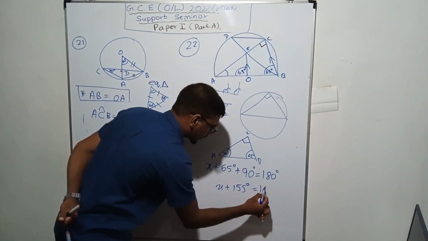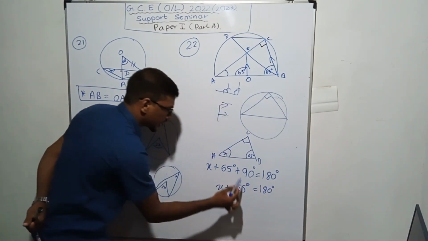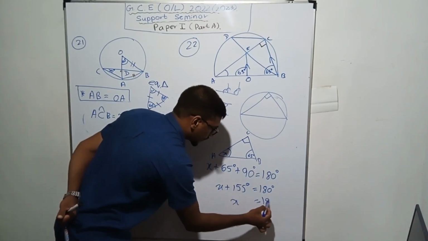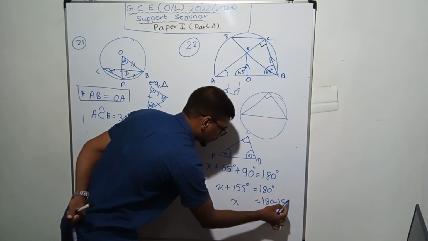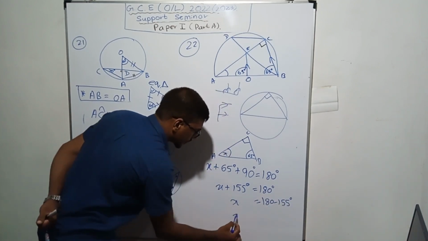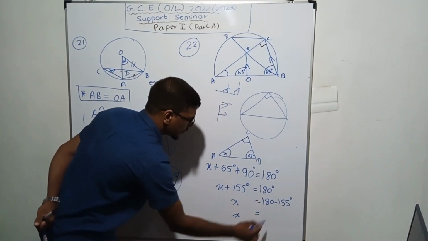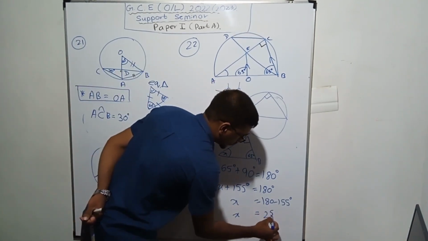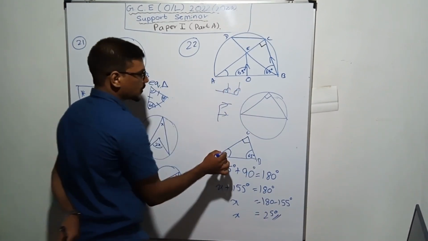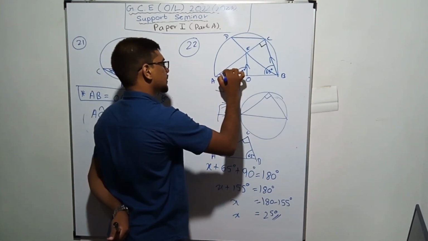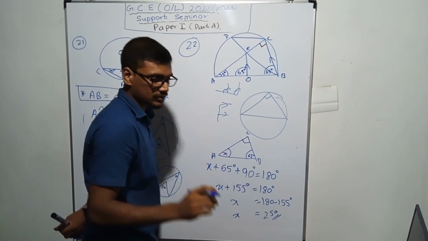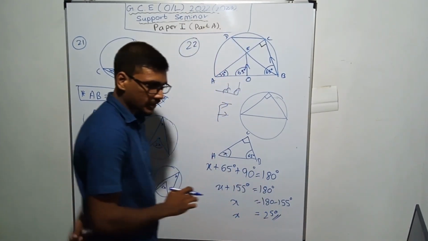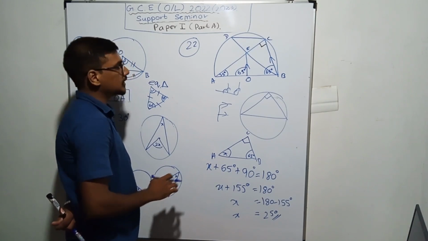155 equals 180 degrees. We can take 155 to the other side. X is equal to 180 minus 155 degrees. X will be 180 minus 155, it will be 25 degrees. So x is 25 degrees. Here it is 25 degrees. But they have asked us to find what? They have asked us to find BDE.